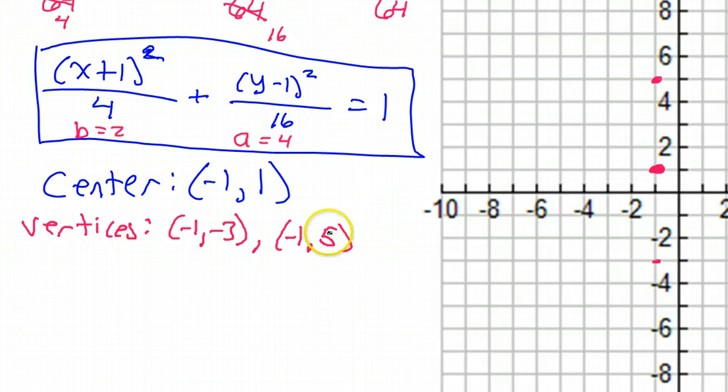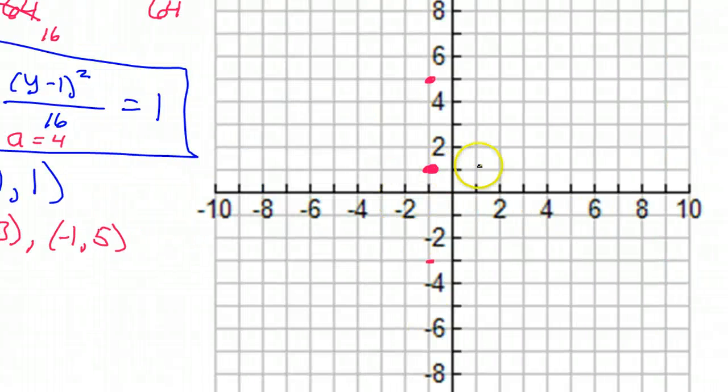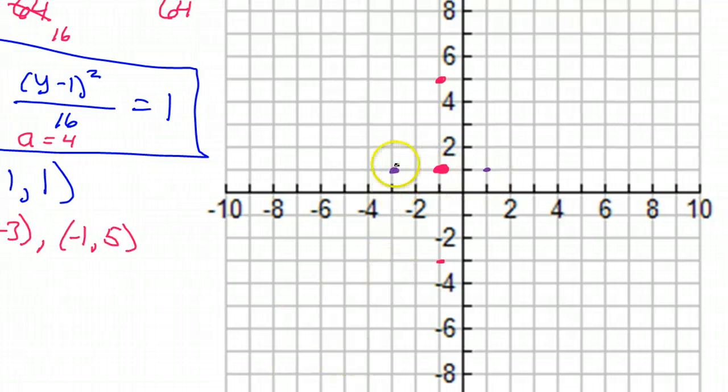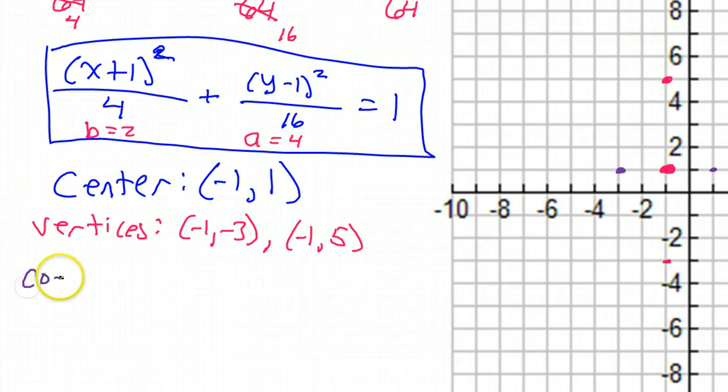Okay, now let's find the co-vertices. That'll be the b value, so that'll be 2, and this is with the x value, so we'll go left and right. So 2 to the right, 2 to the left. And so that's, let's see, -3, 1. So I'm doing co-vertices.